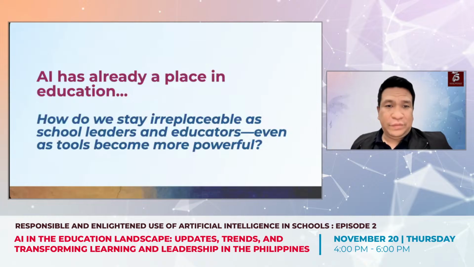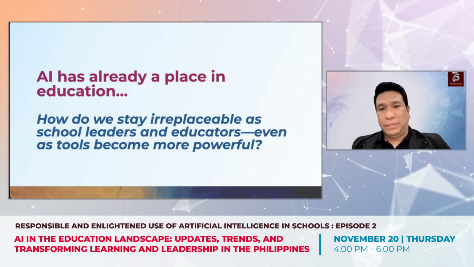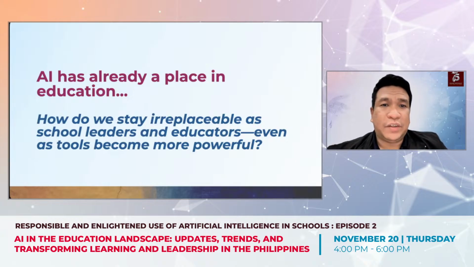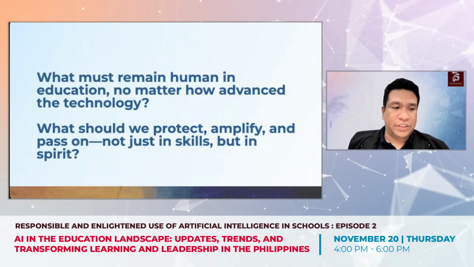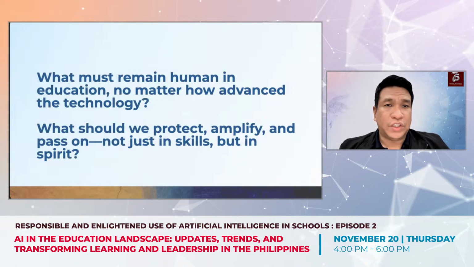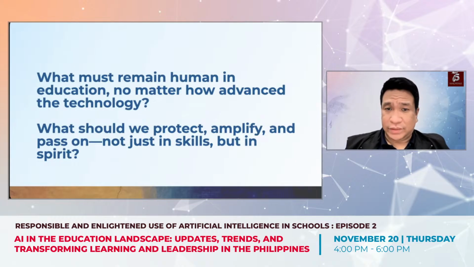However, even if we say that teachers are irreplaceable, we need to understand that AI has already a place in education. But the better question is, how do we stay irreplaceable as school leaders and educators even as AI tools become more powerful? We also need to ask ourselves, what must remain human in education no matter how advanced the technology? What should we protect, amplify, and pass on, not just in skills, but even in spirit?